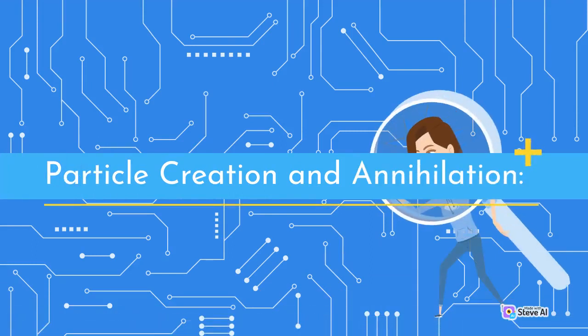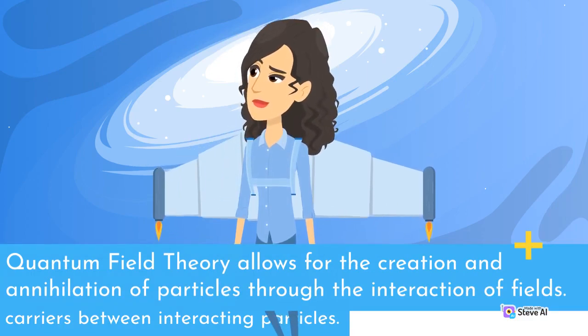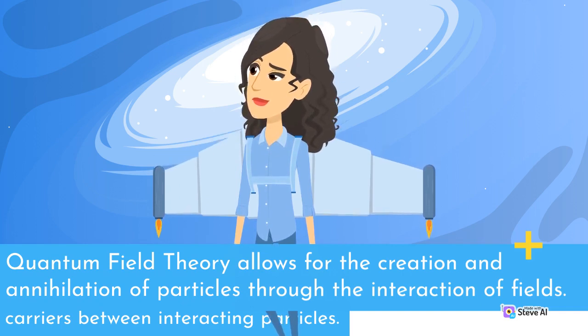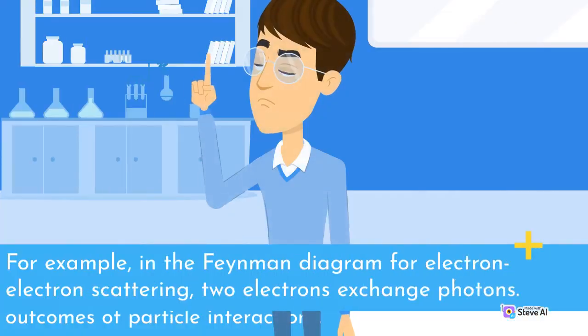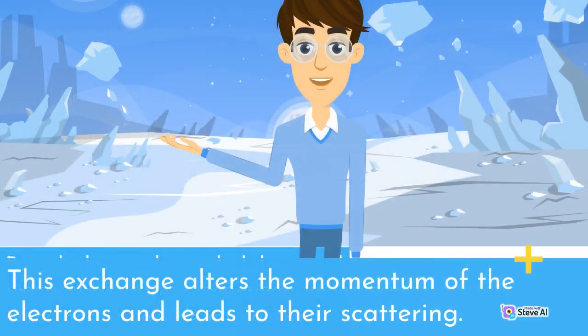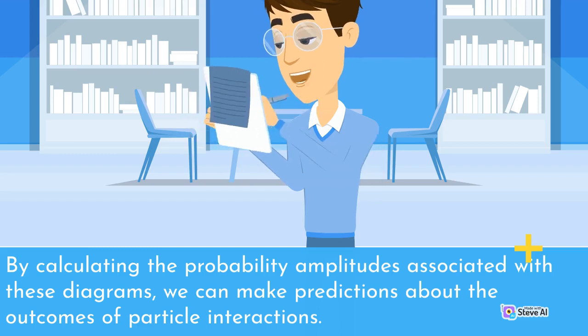Particle creation and annihilation. Quantum field theory allows for the creation and annihilation of particles through the interaction of fields. These interactions are described by mathematical formulas called Feynman diagrams, which visualize the exchange of force carriers between interacting particles. For example, in the Feynman diagram for electron-electron scattering, two electrons exchange photons. This exchange alters the momentum of the electrons and leads to their scattering. By calculating the probability amplitudes associated with these diagrams, we can make predictions about the outcomes of particle interactions.